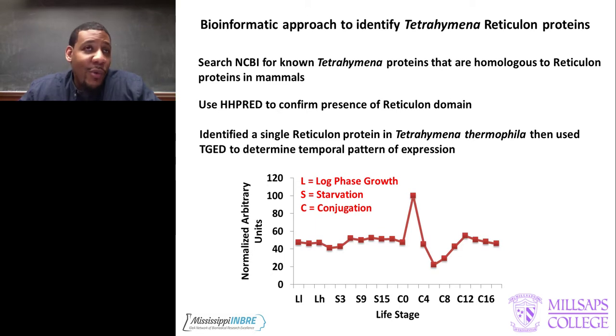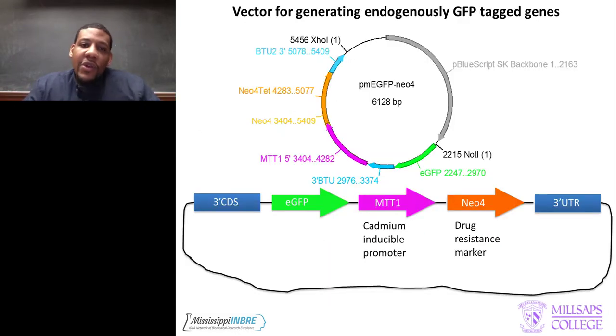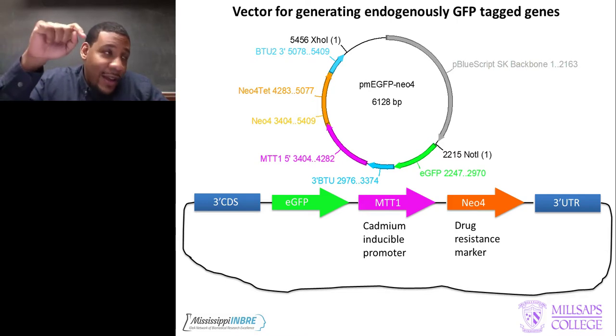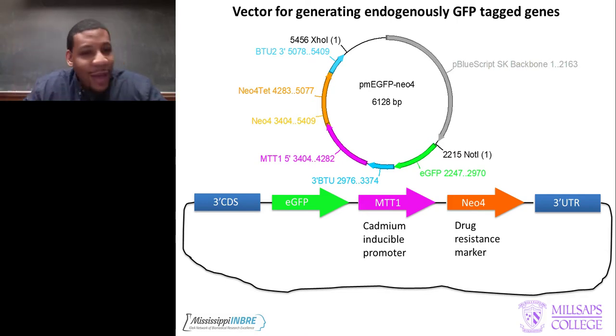So we now know that Reticulon is expressed in Tetrahymena. And so now what we wanted to see was, does Reticulon protein localize to the conjugation junction? Okay. So to do this, what we did was we wanted to endogenously tag Reticulon. So we wanted to fuse GFP. We wanted to add GFP to the endogenous chromosome of Tetrahymena in which the Reticulon gene resides.